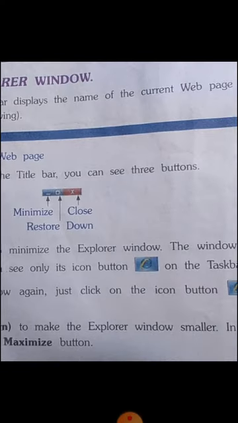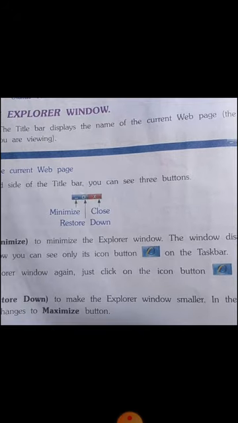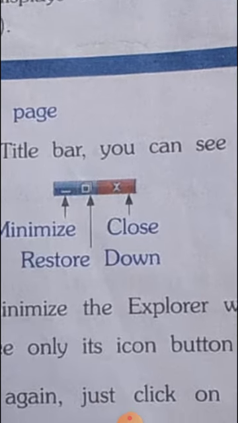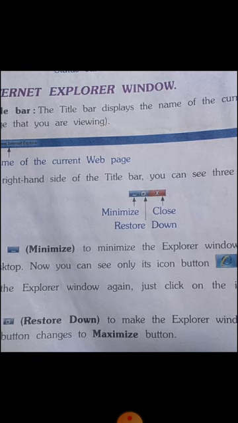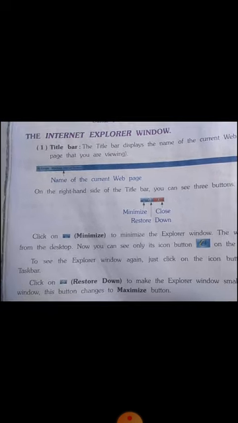Then at the right side of the title bar we can see three buttons. These are called the minimize button, restore down button and close button. The minimize button is used to minimize your window. When you click on the restore down button once, the window will become smaller, and the next time when you click again, the window will become bigger. The close button is used to close your application. Suppose you want to close your window, you can click on the close button.